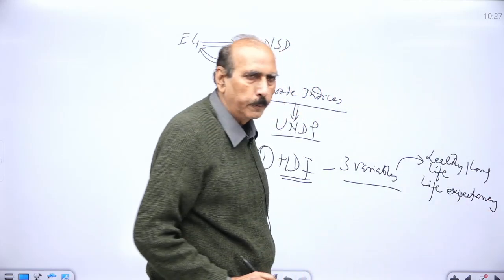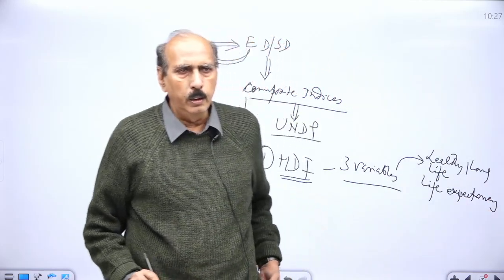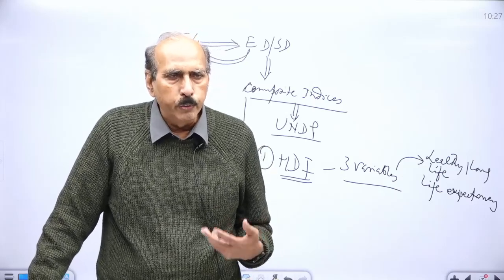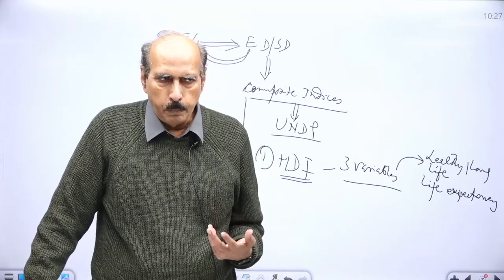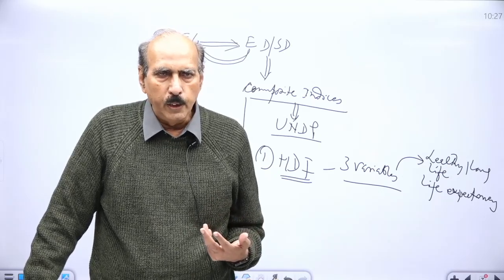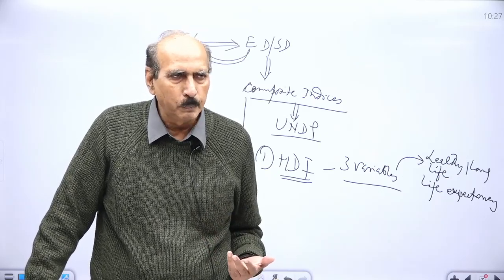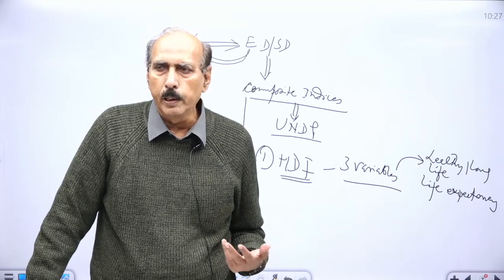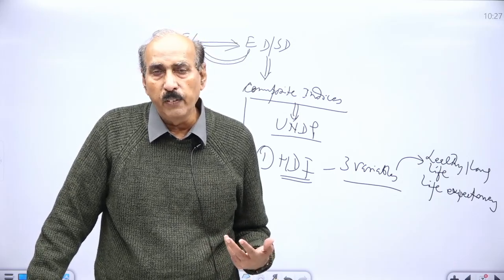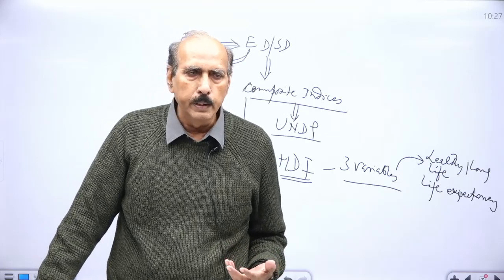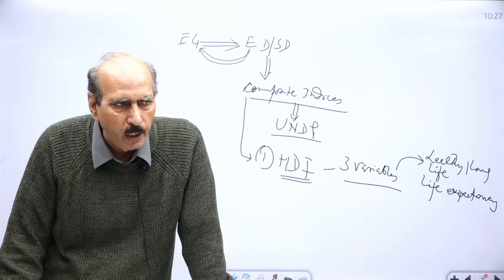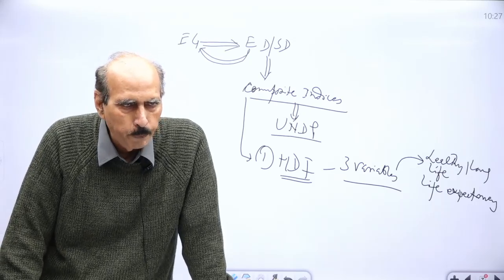Life expectancy. Life expectancy is the number of years a person is likely to live if he is born in a particular country or particular area. For example, in India today it is 68 years. In India, the average life expectancy is 68 years.